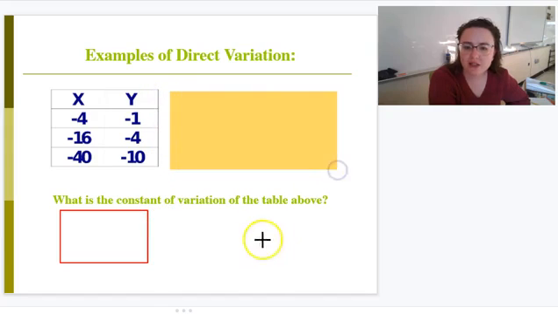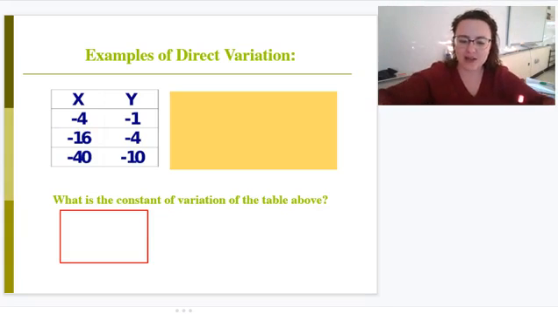So the way that we need to do this is by dividing. So for direct variation, we need to divide. So I'm going to find the constant, I'm going to do y divided by x. Okay? So for my first one here, I'm going to do y, negative 1, divided by negative 4, which simplifies to just 1/4.